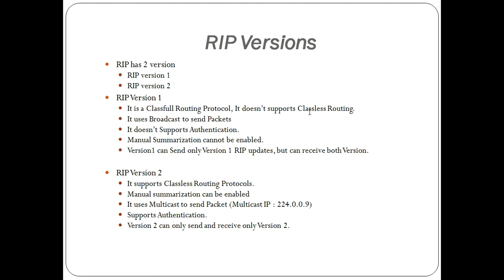And version 1 can send version 1 and receive both versions, that is version 1 and version 2. It sends version 1 and receives both versions, version 1 or version 2, in the case of version 1. While in case of, let's come back to version 2. Version 2 is a classless routing protocol. Manual summarization can be enabled.